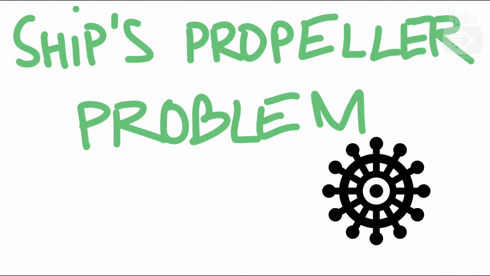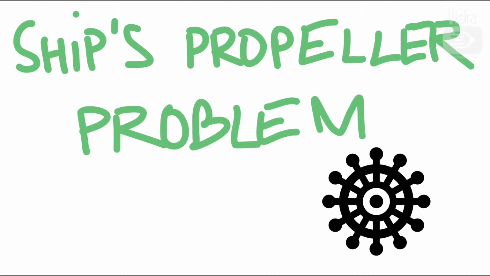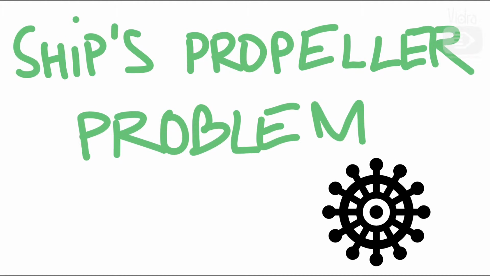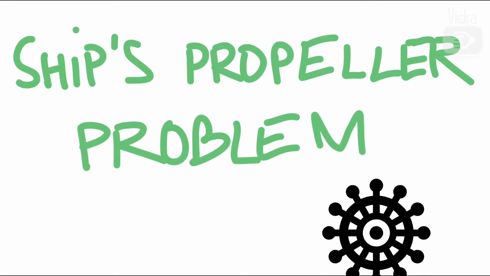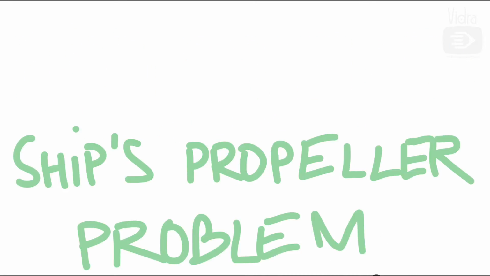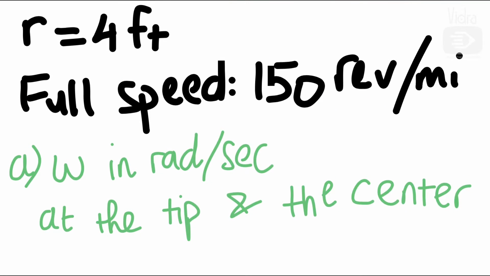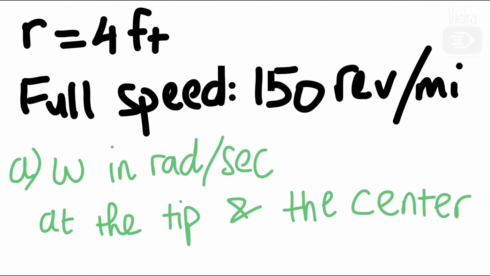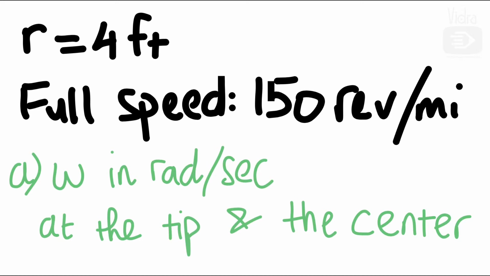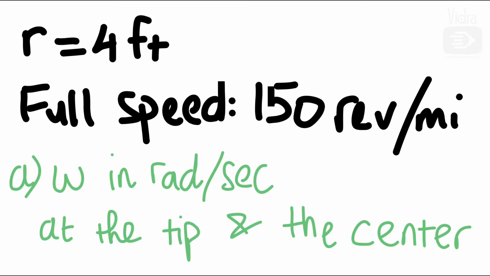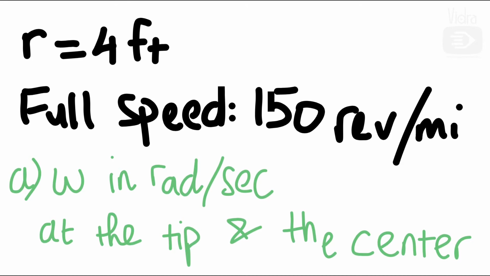Ship's propeller problem. The propeller on a freighter has a radius of about 4 feet. At full speed, the propeller turns at 150 revolutions per minute. Question A. What is the angular velocity of the propeller in radians per second at the tip of the blades, at the center of the propeller?